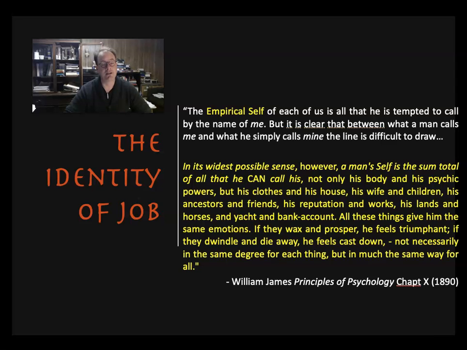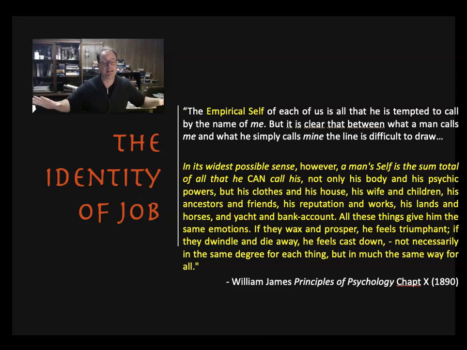Now this is the tension. Remember, Jean-Paul Sartre says being versus having. Right? It's about being and it's not about having. Well, the problem is, what you have is also what you are. So how do you square that circle? How do you make that distinction between being and having? It seems to be a problematic distinction to begin with. But it is clear that between what a man calls me and what he simply calls mine, the line is difficult to draw. So me is who I am, and mine is what myself owns or has.